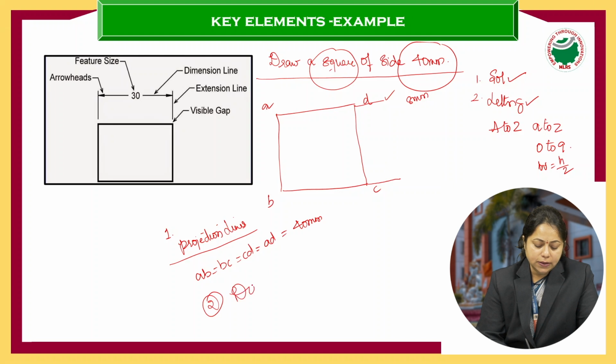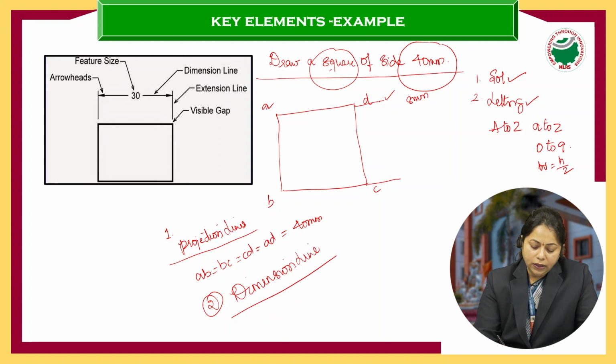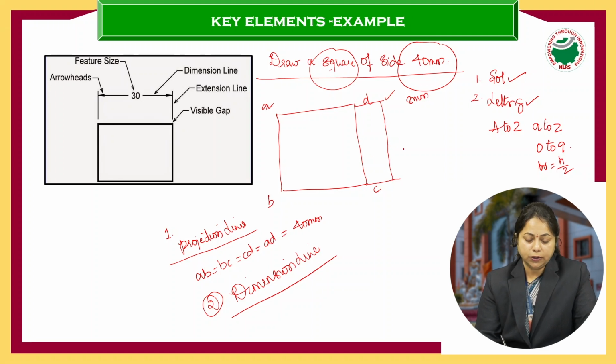The second element is the dimension line. So what is a dimension line? The line which is drawn absolutely parallel to the actual line. Look at this line CD and look at the line drawn right in between the projection lines. They both are parallel to each other. The length of CD is also equal to this line which is drawn parallel to it. It is also 40 mm. So this line is called a dimension line, and this will indicate the length of the actual line.